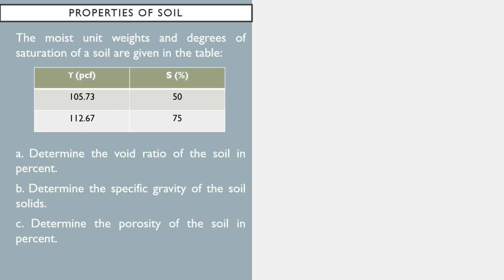Ayan, so proceed tayo for this problem natin. So basahin muna natin: the moist unit weights and degrees of saturation of a soil are given in the table. So dito binigay yung unit weight and then degree of saturation niya. So meron tayong dalawang soil.